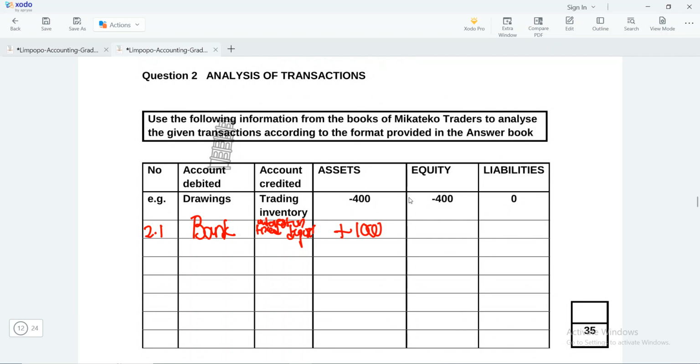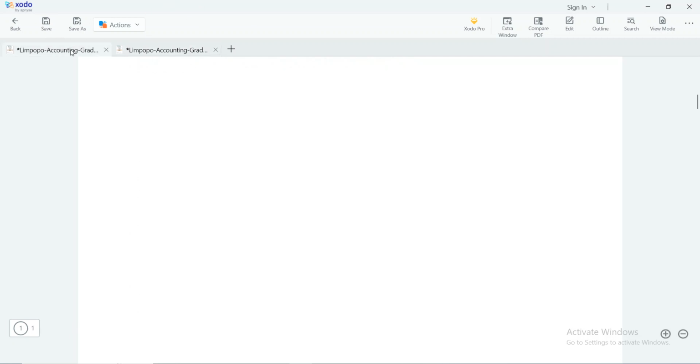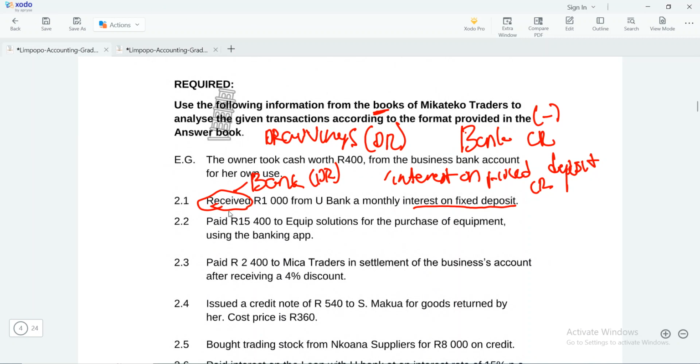And also remember, I said your incomes increase your owner's equity, so it will also be a plus on the owner's equity by 1,000. And from there, if you check, our assets are equal to owner's equity plus liabilities, right? Remember, this must be added according to the equation. So we are done with 2.1. Let's go to 2.2. Now 2.2, they're saying we paid. Once they say paid, think about bank, that your bank is being credited, which means it is being reduced.